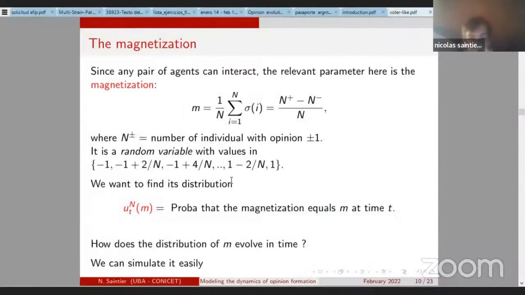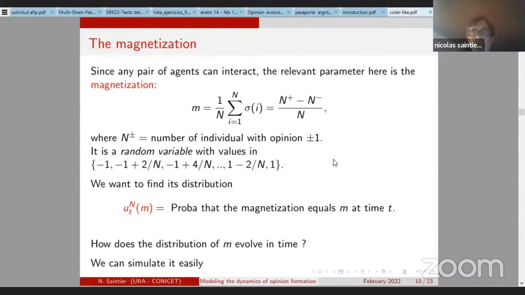Sorry, I will go back to the PDF. Right. Okay. So, is this okay for everybody? Okay. So, if you have questions, don't bother, just ask. Okay. Right. Okay. So, maybe we have two dynamics.